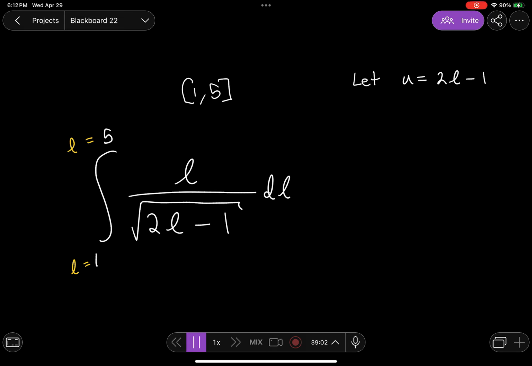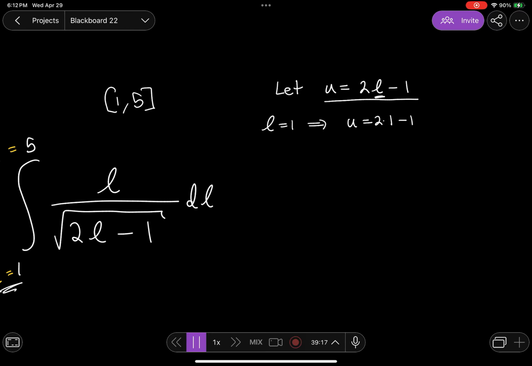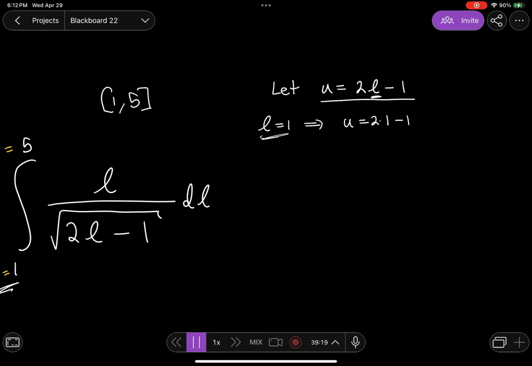It's not too bad. I simply look at the lower bound. I say L equals 1. What does that imply about u? Well, of course, u would equal 2 times 1 minus 1. Why 1? Because, look, u is given in terms of L. So when L is equal to 1, that tells me that u is equal to 1 as well. Hey, we got lucky there.